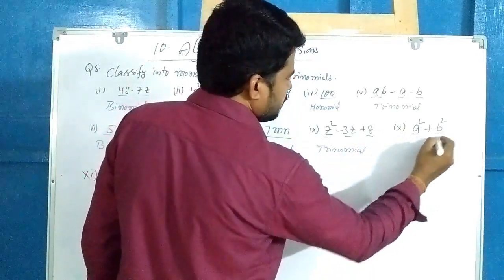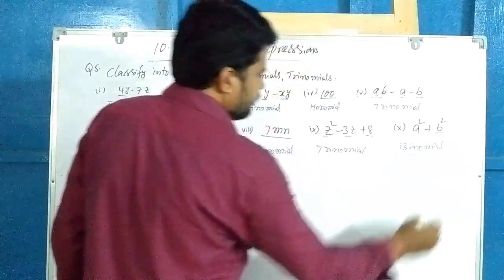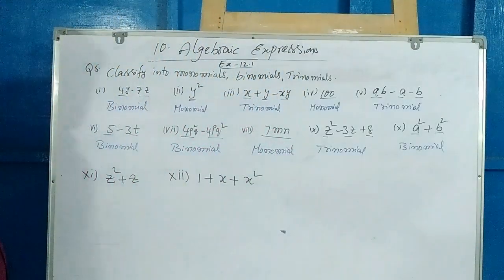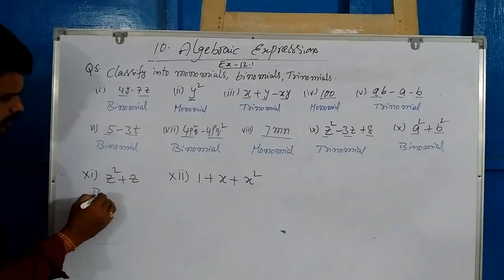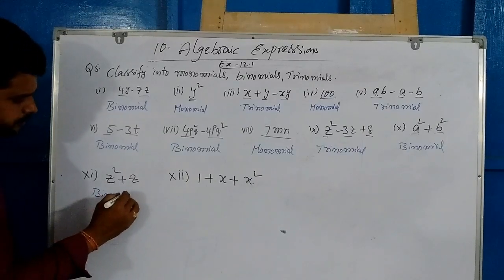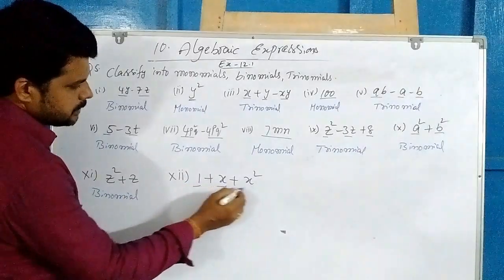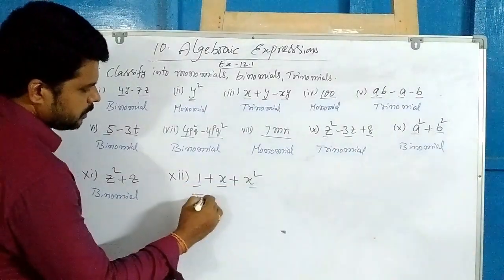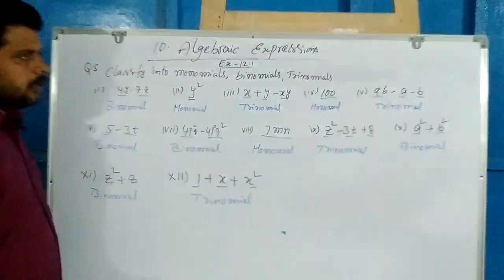Tenth one, we have 2 terms, that means binomial. 11 also, we have z square plus z, 2 terms. Here also binomial. Last one, x square, 3 terms. We have 3 terms, that means trinomial.